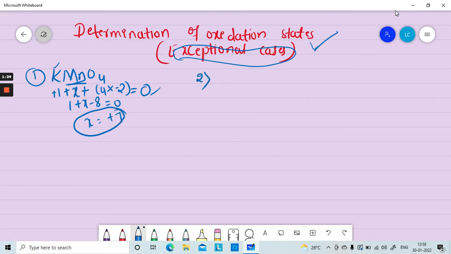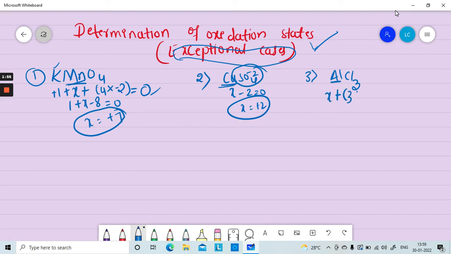Next. Calculate for the second compound, that is copper sulfate. In this copper sulfate you have to determine the oxidation state of copper. Put it as X, and the sulfate group has minus 2. So X minus 2 is equal to 0, X is equal to plus 2. You got it. For aluminium chloride, AlCl3, how do you calculate for this? Aluminium is X. And we have 3 chlorides, each chloride has minus 1, that is equal to 0. X minus 3 is equal to 0, X is equal to plus 3. So the oxidation state of aluminium in this compound will be plus 3.